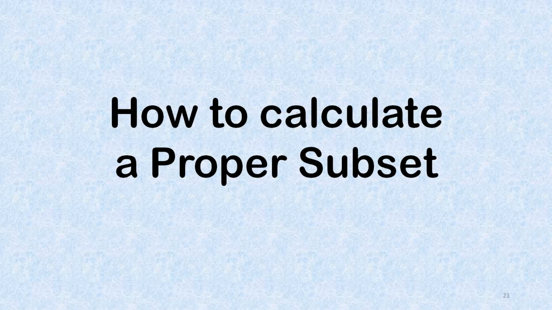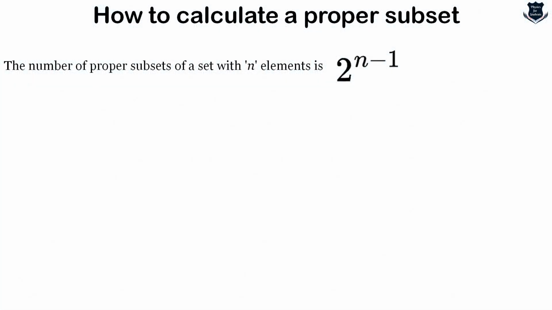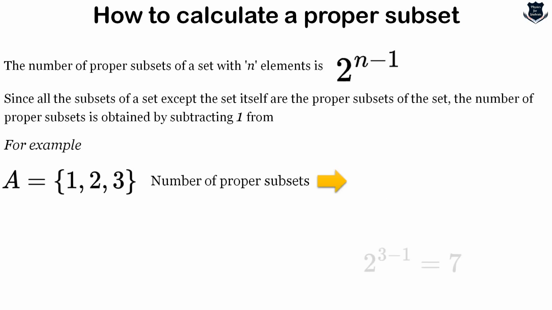Okay. Now how do we calculate the number of proper subsets? Given a set, how do we calculate its proper subsets? It is simple. We will take 2 to the power n minus 1. Now since all the subsets of a set except the set itself are basically proper subsets, hence the number is subtracted by 1. So if A equals {1, 2, 3}, the number of proper subsets would be 2 raised to the power 3 minus 1. That will be 8 minus 1, I'm so sorry, it would be 7.